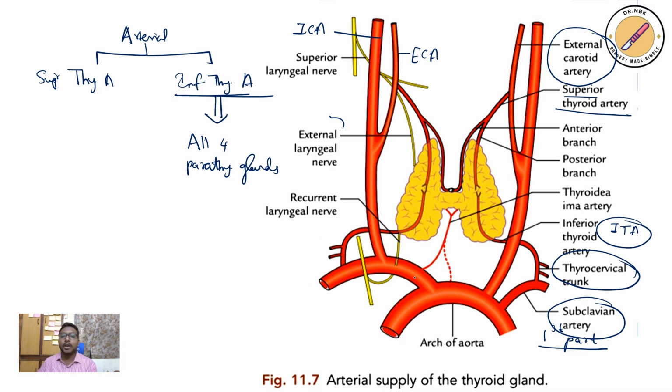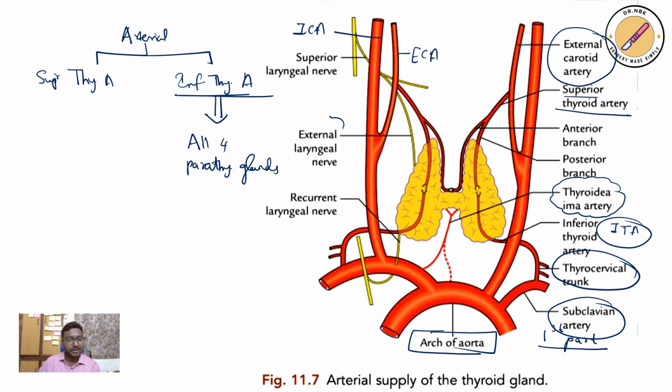Okay, very rarely, in very few people, you can get something called the thyroidea ima artery, which is a branch of the arch of the aorta, right? So this is about the arterial supply of the thyroid gland. What is the clinical importance we need to understand? Whenever we are checking for any bruit on auscultation in case of a thyroid gland swelling, we will check it at the level of the superior pole of the thyroid gland.